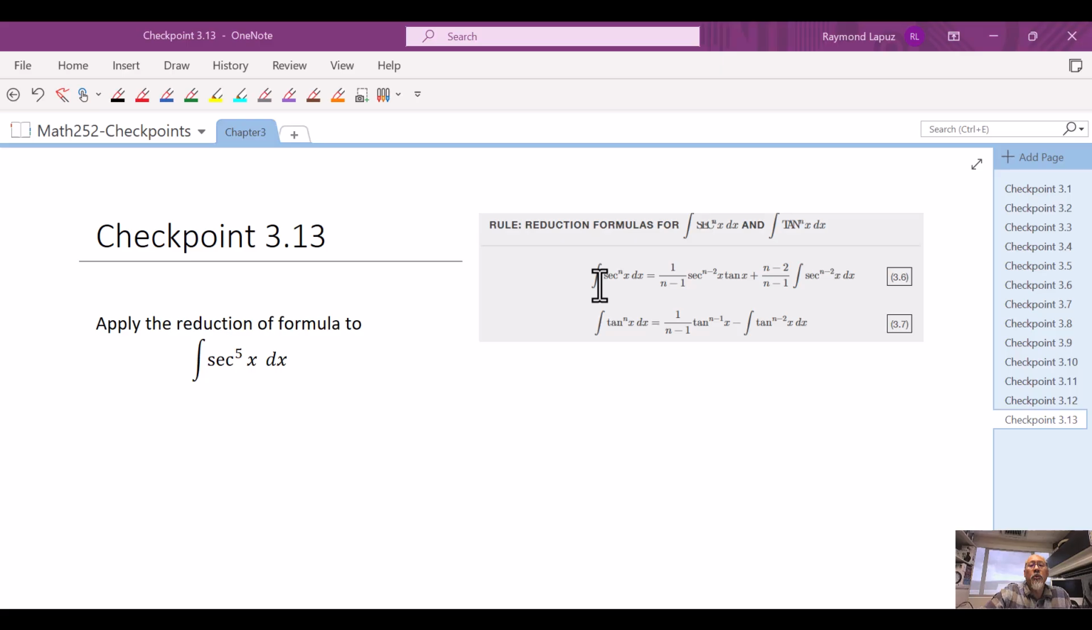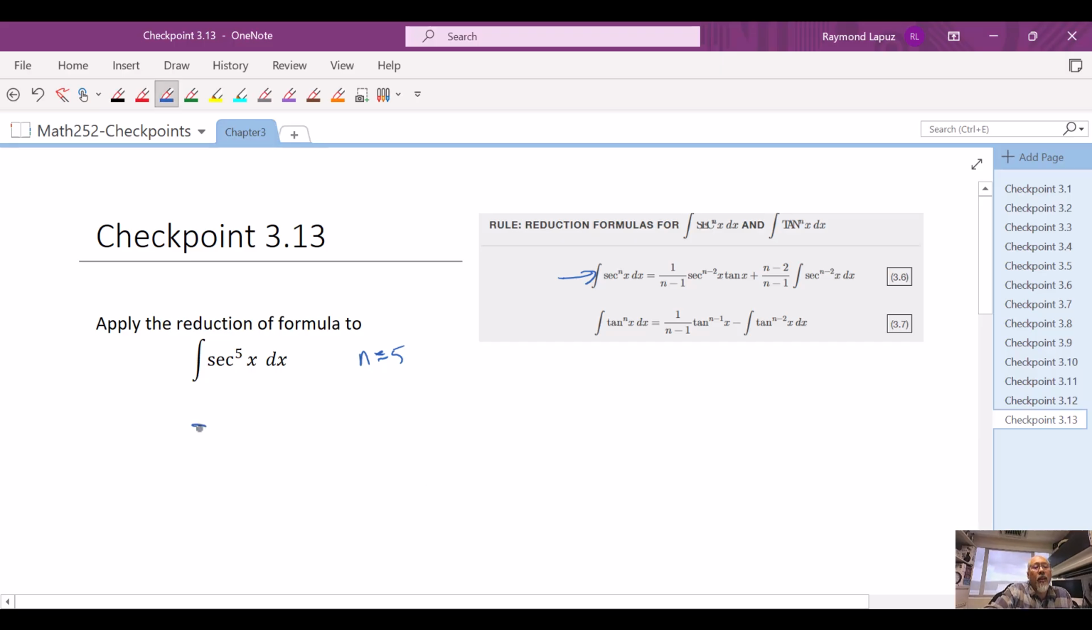So clearly we'll be using the one with a secant, and we're going to identify what n is equal to. In this case, n is going to be equal to 5. That's the power of the secant. And then we'll see that when we use this formula for the first time, the power will reduce to the third power, and then we would be integrating secant to the third power instead of secant to the fifth.